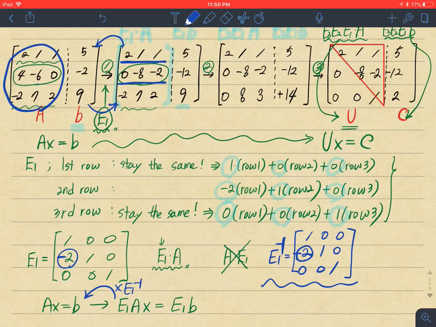So here's how you can get an inverse of an elementary matrix.